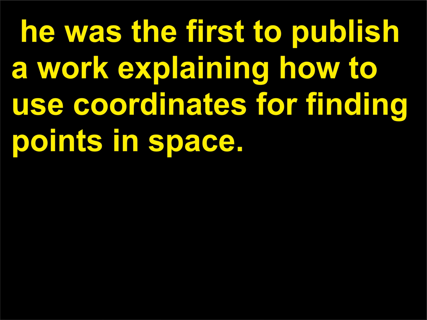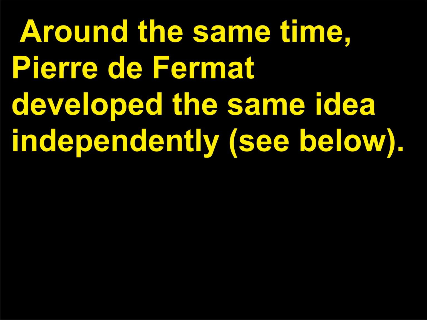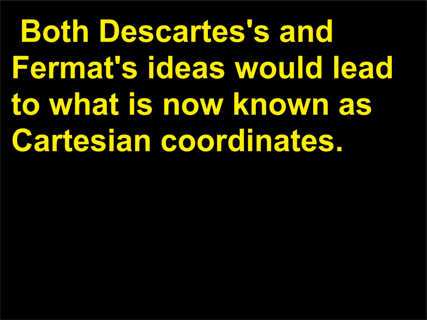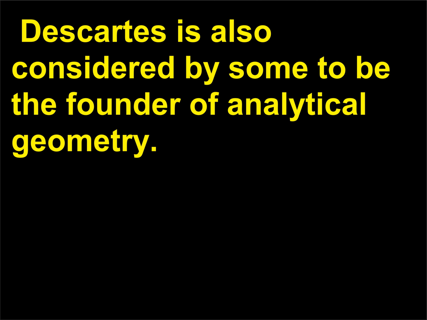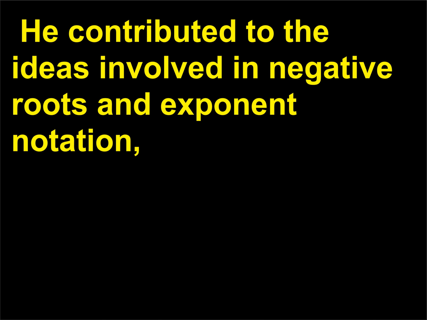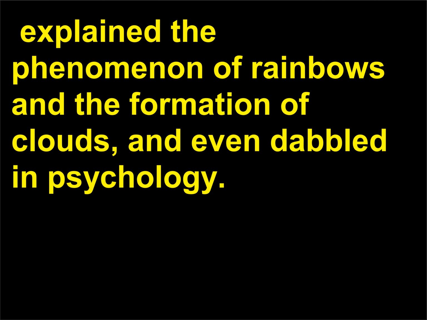He was the first to publish a work explaining how to use coordinates for finding points in space. Around the same time, Pierre de Fermat developed the same idea independently, see below. Both Descartes' and Fermat's ideas would lead to what is now known as Cartesian coordinates. Descartes is also considered by some to be the founder of analytical geometry. He contributed to the ideas involved in negative roots and exponent notation, explained the phenomenon of rainbows and the formation of clouds, and even dabbled in psychology.